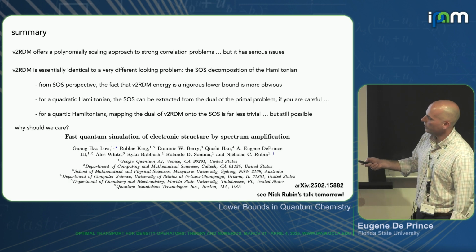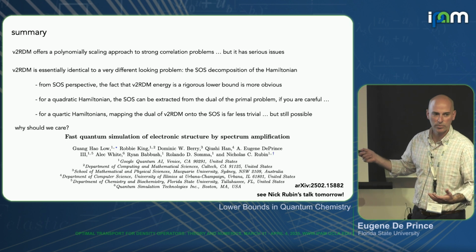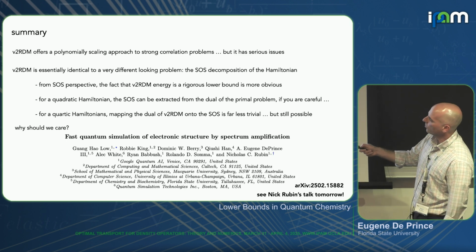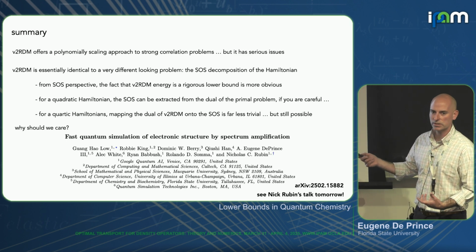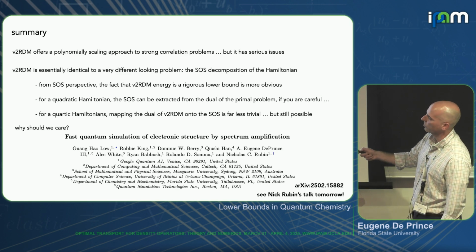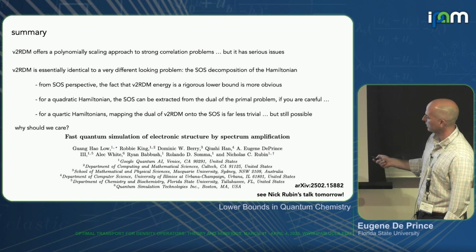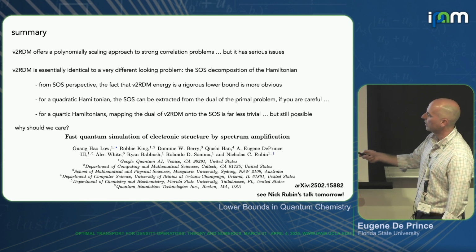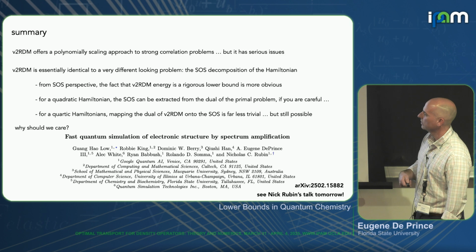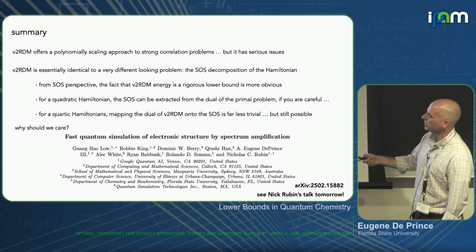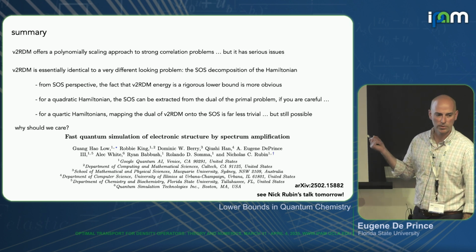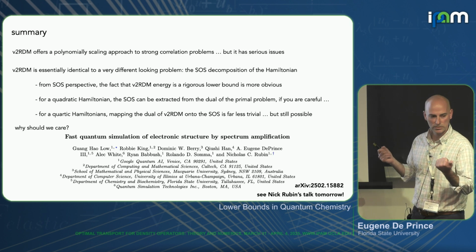And then why should we care about any of this? Why would I want to extract an SOS Hamiltonian from a primal V2RDM problem? Well, the primal problem is sometimes more efficient to solve than the dual problem, so that's the preferable one to solve. And it turns out there are applications very recently on arXiv from Nicholas Rubin, who's sitting right here, that demonstrate that this SOS structure is very useful in the context of quantum computing, quantum phase estimation, and that's what he'll be talking about tomorrow.